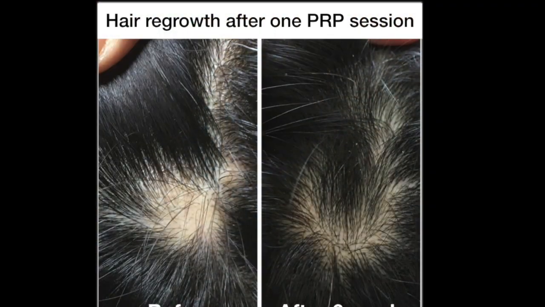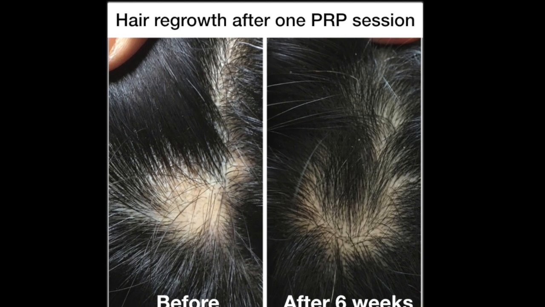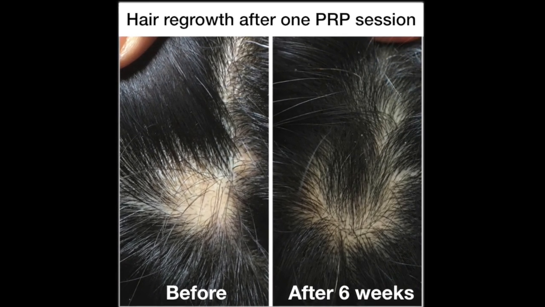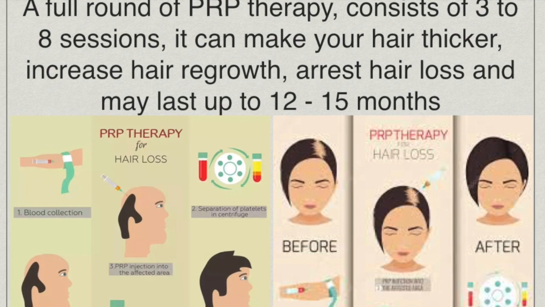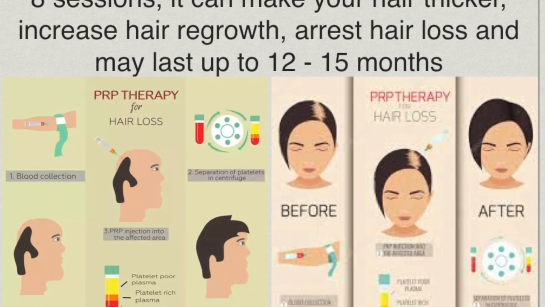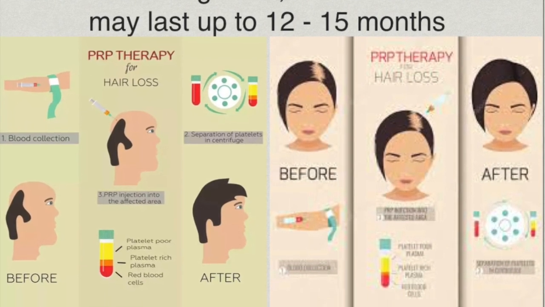And she had great results after just 6 weeks. So here we can see the hair regrowth after 1 session, just after 6 weeks. So, excellent results. A full round of PRP therapy consists of 3 to 8 sessions. It can make your hair thicker, increase hair regrowth, arrest hair loss, and may last up to 15 months on average.